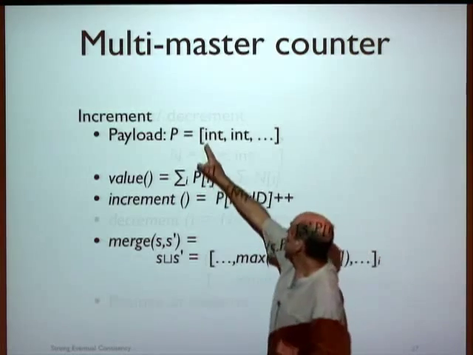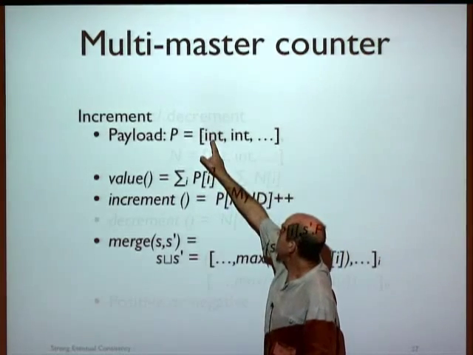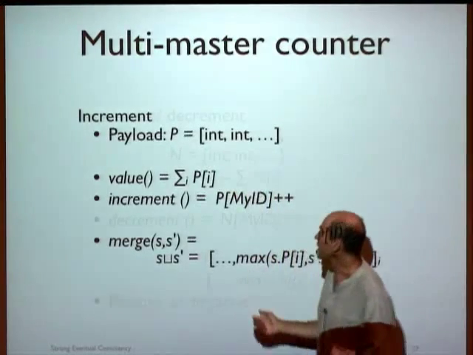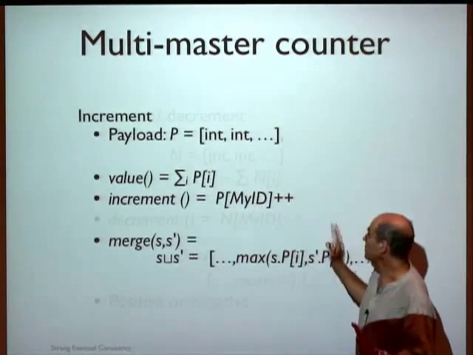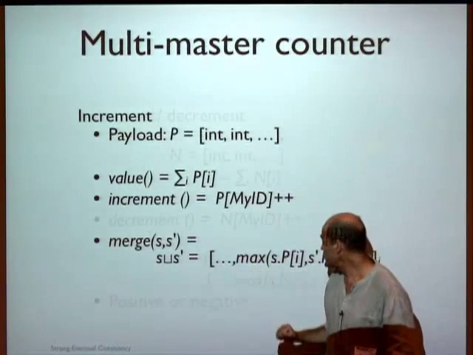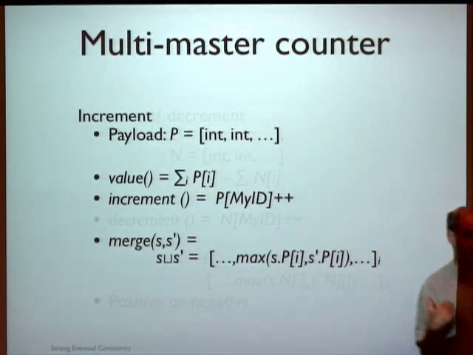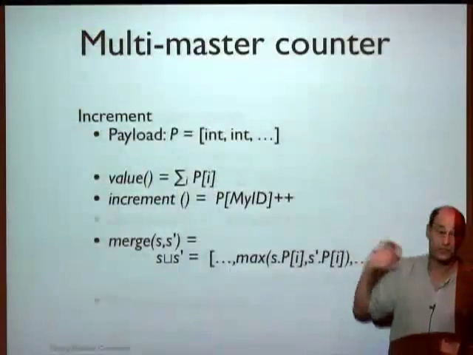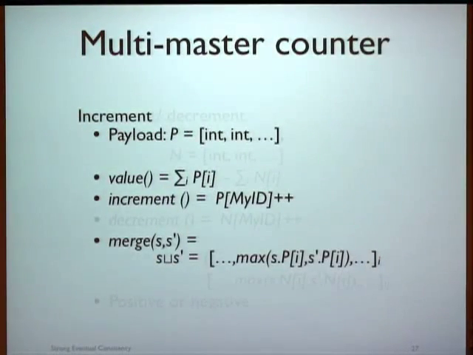So the value is going to be the sum of these, because I'm going to do updates here and you're going to do updates here, and therefore the total number is going to be the sum, right? So to increment, I'll just increment my entry. And to merge, if I send 15 to Sebastian, being my value, and 20 to Sebastian, the truth is going to be 20, right? So I'm going to take the max of each one of these entries in order to do the merge. And this is going to do the trick.